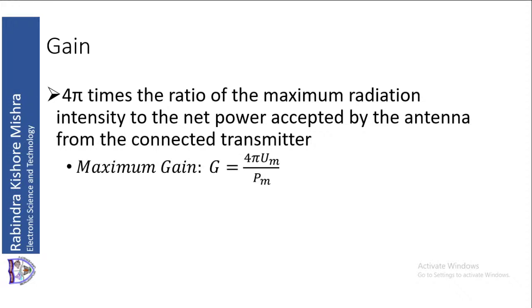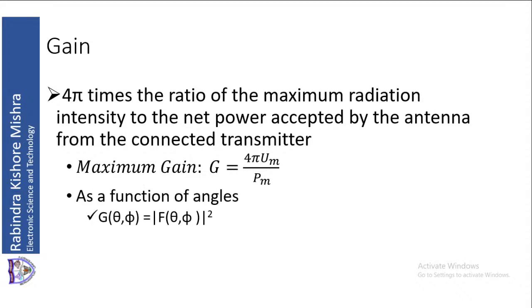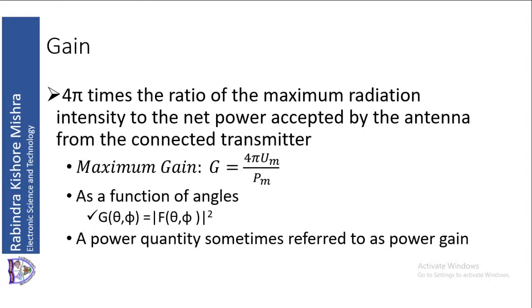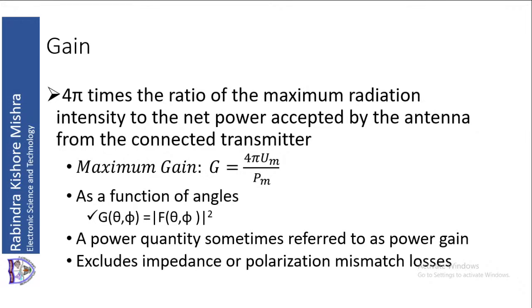So maximum gain G is equal to 4 pi U max divided by P in. As a function of angle, if you want to represent it, then G theta phi is equal to G into F theta phi squared. That is the gain as a function of angle. This is a power quantity, sometimes referred to as power gain.